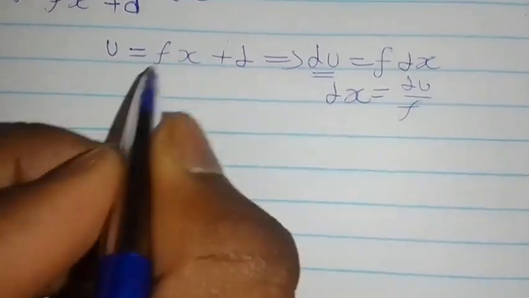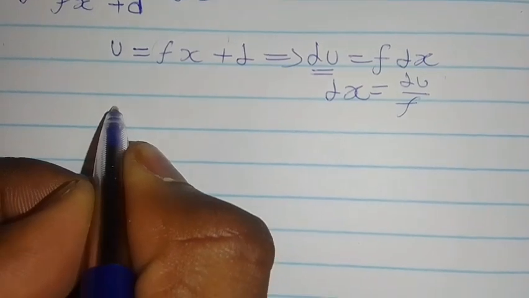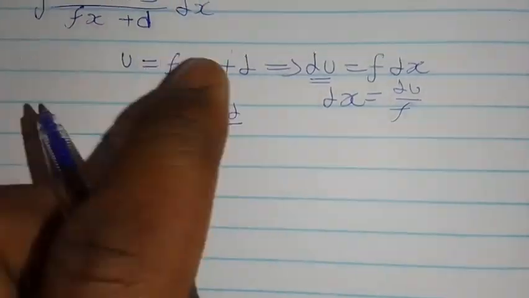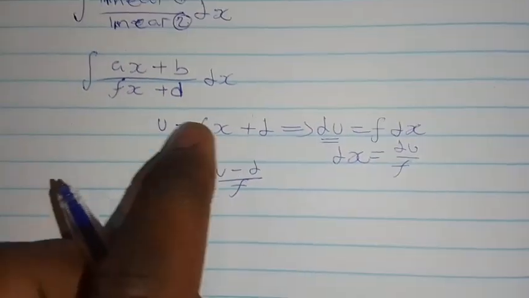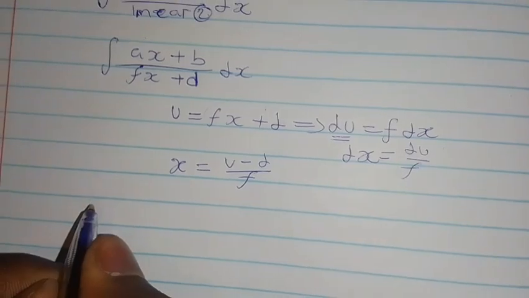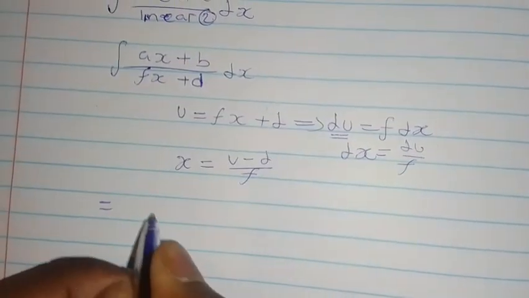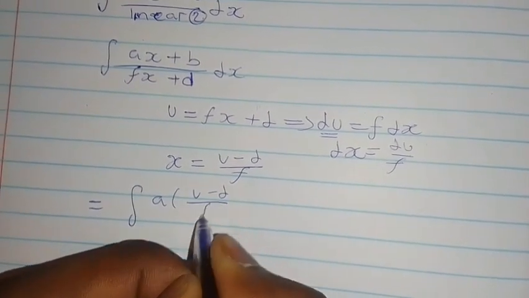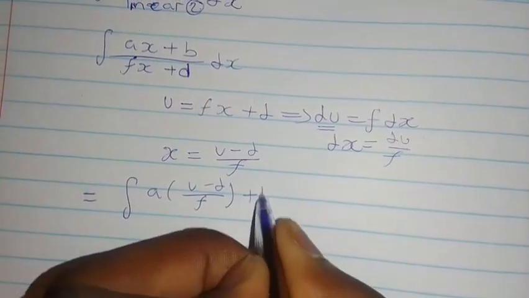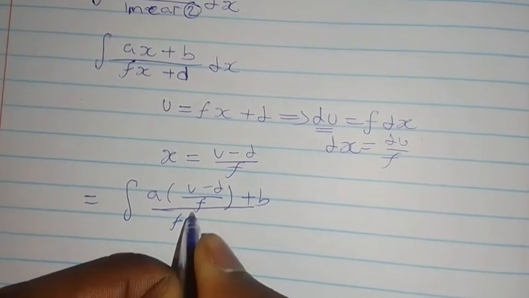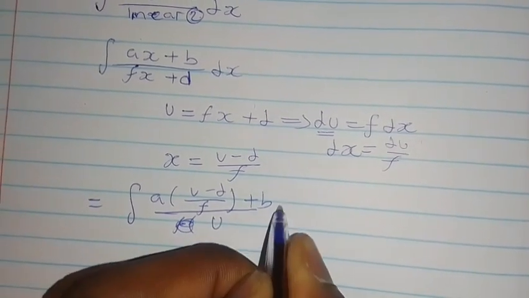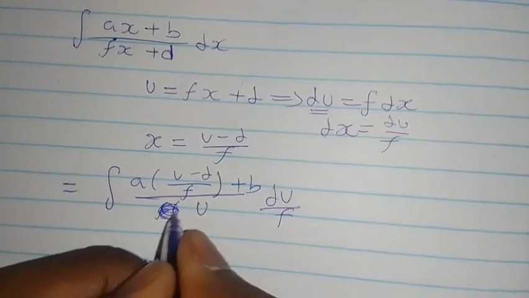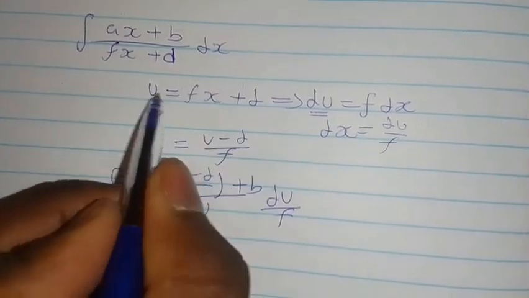Now we can further solve for x. You subtract d, so you have u minus d, and then you divide by f. That will be the value of x. Then you substitute that in. So this integral will be the same as a times (u minus d over f), where there's x, plus b, over u, where remember, fx plus d is u, and the dx gives du over f.